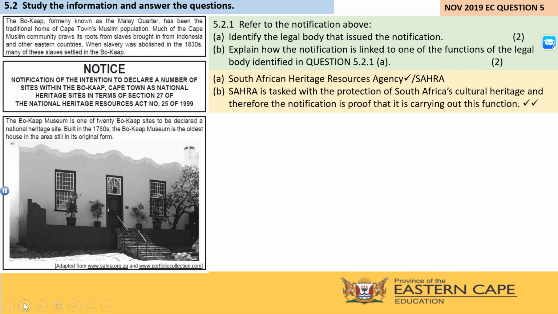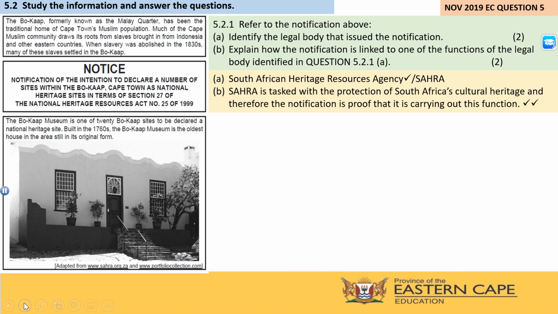There you have the answer to A, South African Heritage Resources Agency, and the correct answer to B: SAHRA is tasked with the protection of South Africa's cultural heritage, and therefore the notification is proof that it is carrying out its function. Grade 11, here you have an excellent example of application of your knowledge on heritage bodies, because earlier in the presentation, as I said, we took a look at the functions of the South African Heritage Resources Agency. And one of those functions is the protection of cultural heritage.